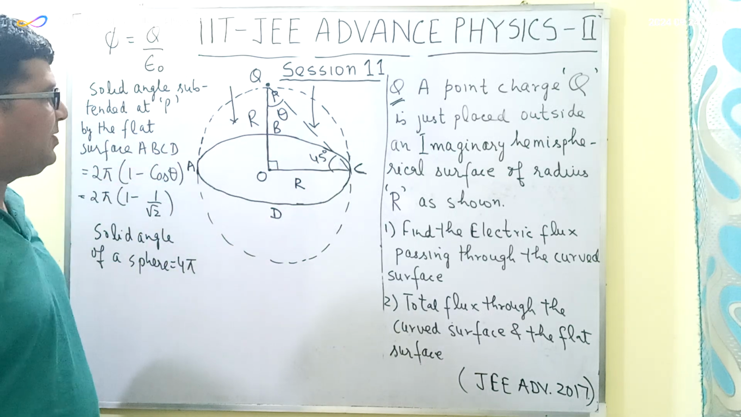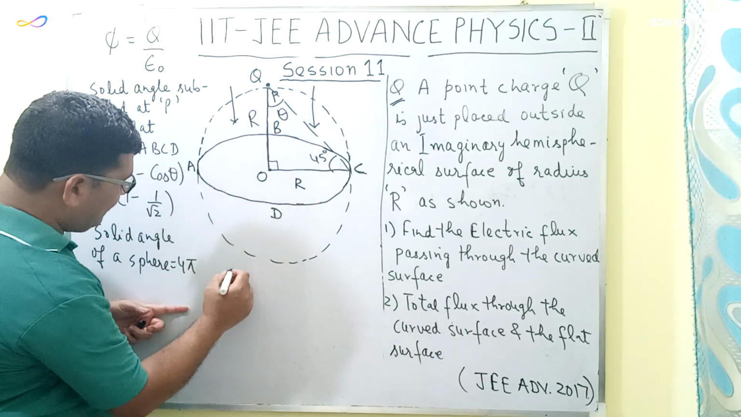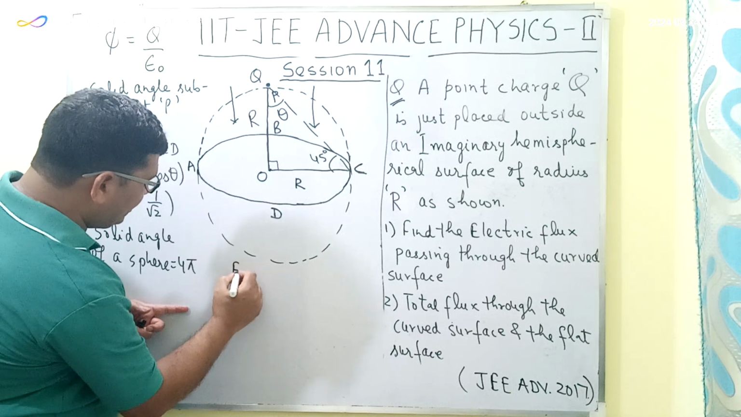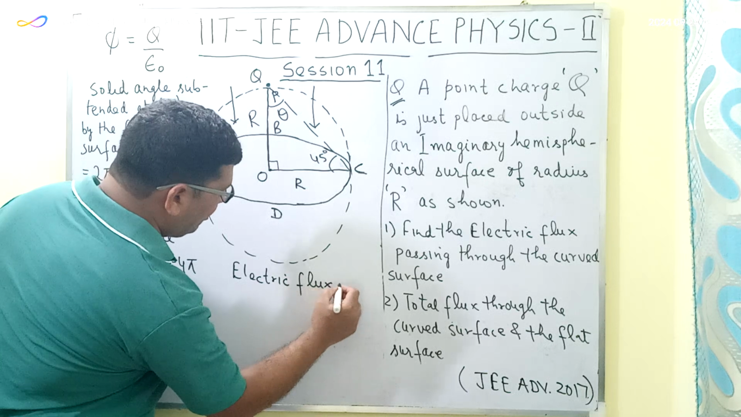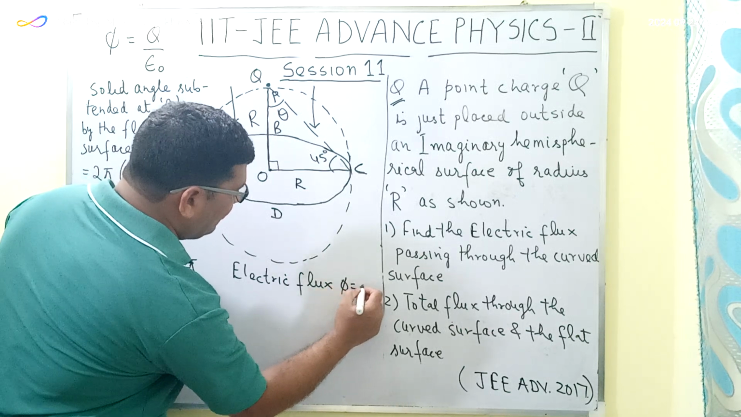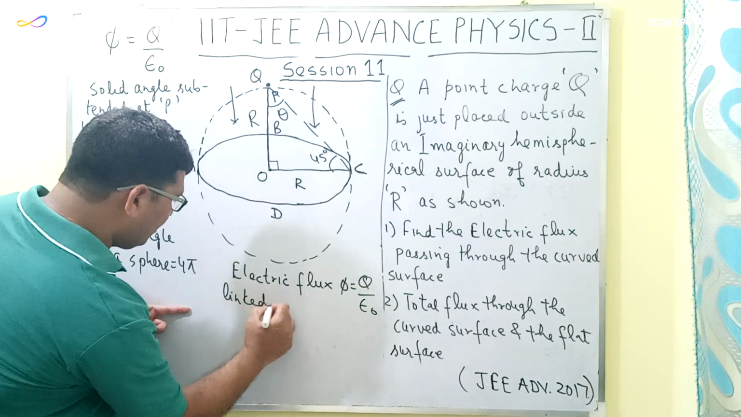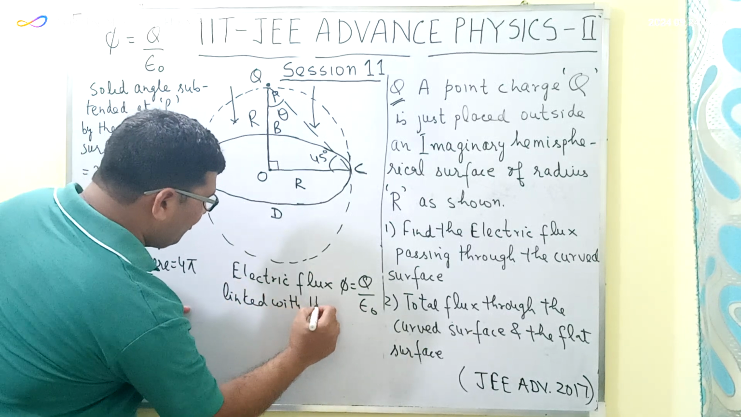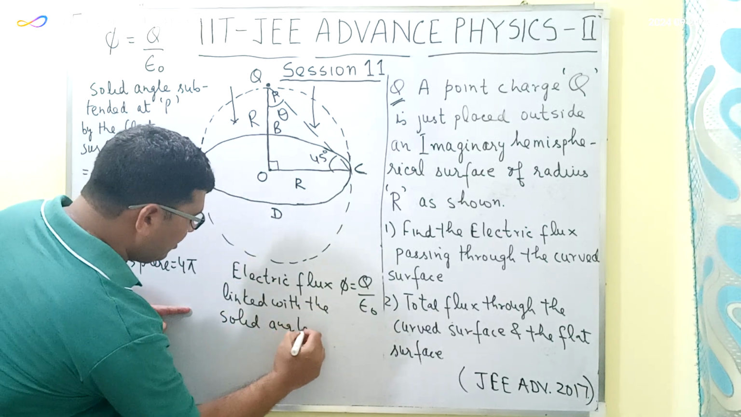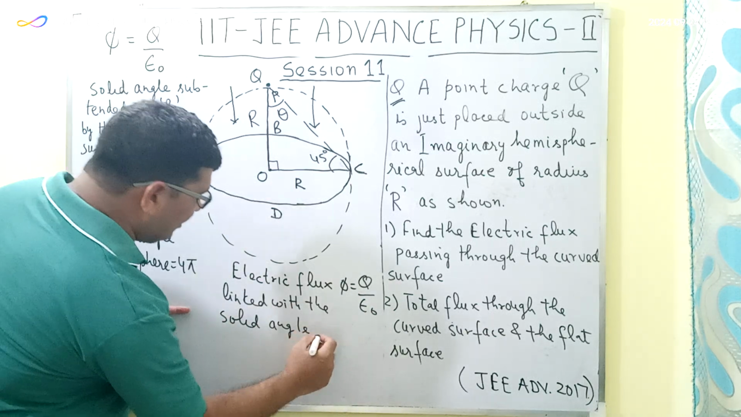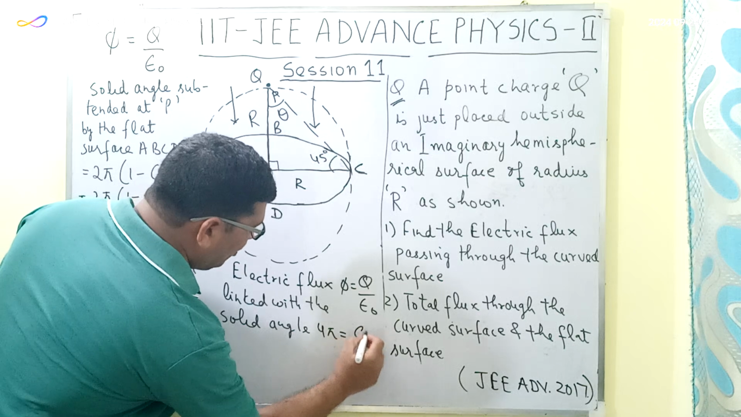this imaginary hemispherical surface is equal to Q upon epsilon naught. So what we can say is that the electric flux phi, the electric flux linked with the solid angle, that is 4 pi, will be equal to Q upon epsilon naught.